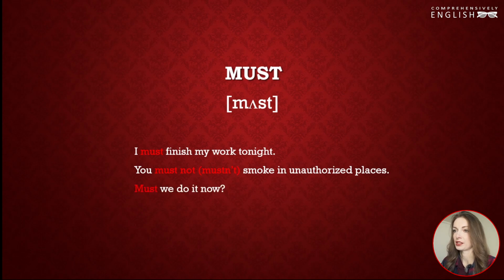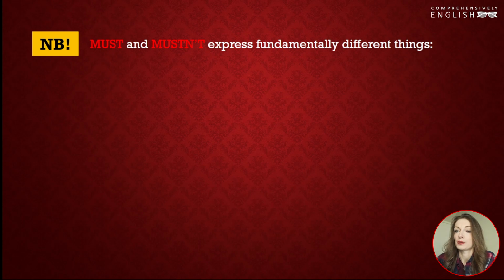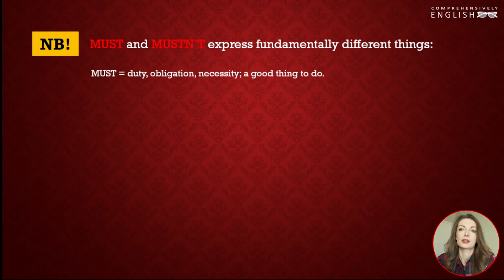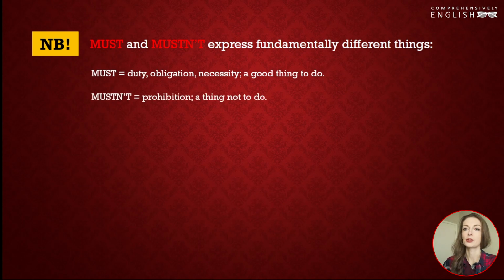You can see from the sentences that the main idea that must expresses is an obligation. But the second sentence, must not or mustn't, exhibits something different. It tells us that the action is prohibited. So, please remember that must and mustn't express fundamentally different things. Must expresses duty, obligation, necessity, something which is a good thing to do or a correct thing to do, while mustn't or must not expresses prohibition.